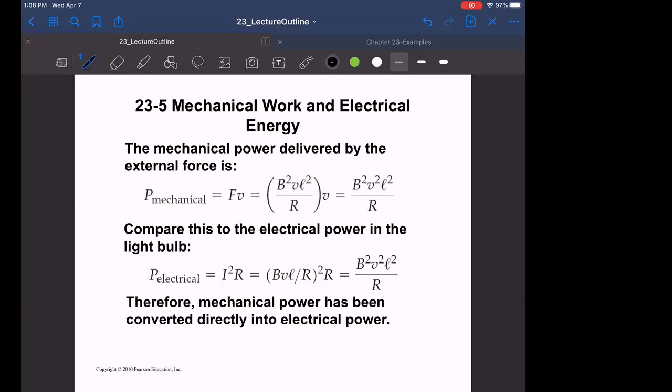The magnetic field is not converting that energy over. Okay, does that make sense? Good.